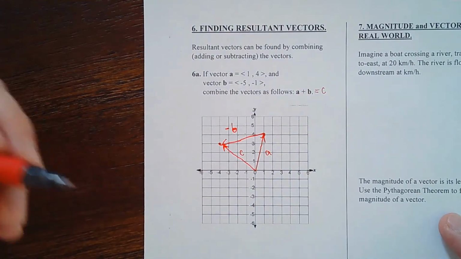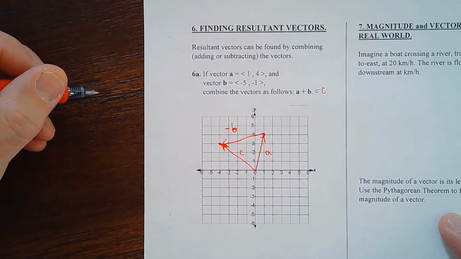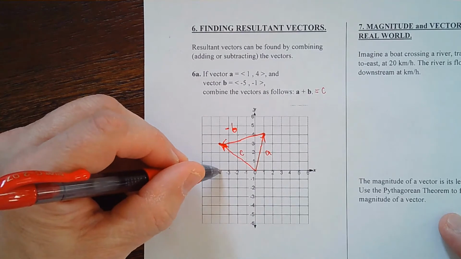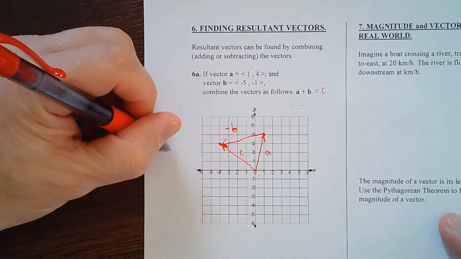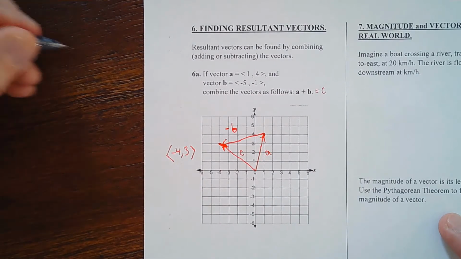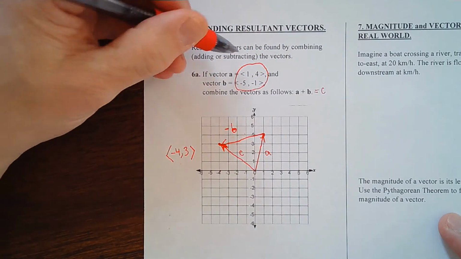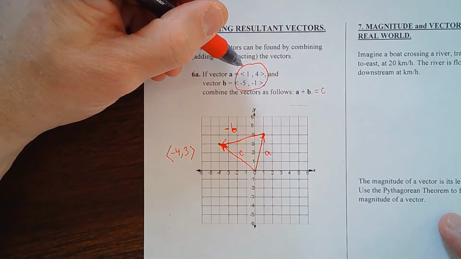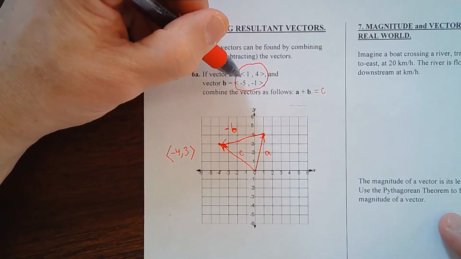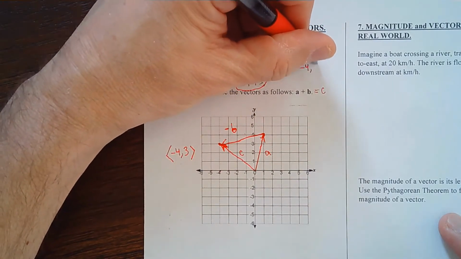And let's just count the boxes here, and let's get an idea of what our vector c's notation would be. Well, we're going to count backwards 1, 2, 3, 4 horizontally, and then up 3. So vector c is negative 4, 3. Well, let's take a look and see what happens since we're adding a plus b. Look at the original bracketed notation for vector a and b, 1, comma 4, negative 5, negative 1. If you just add up the horizontal and vertical components here, you get negative 4 and 3.